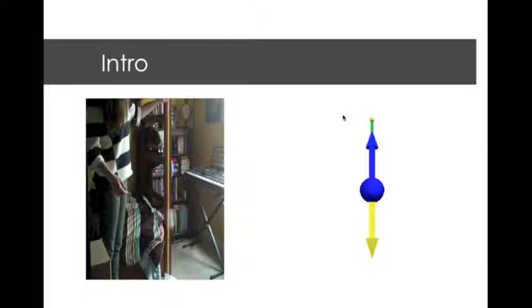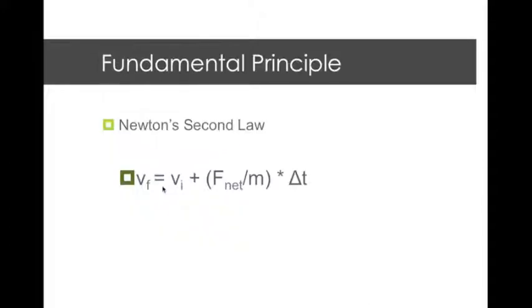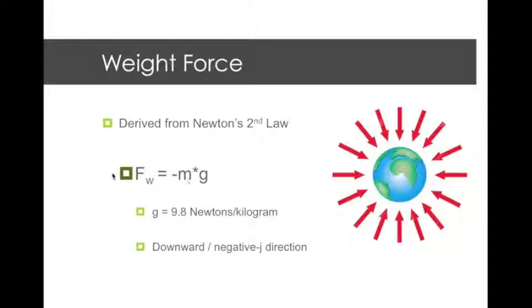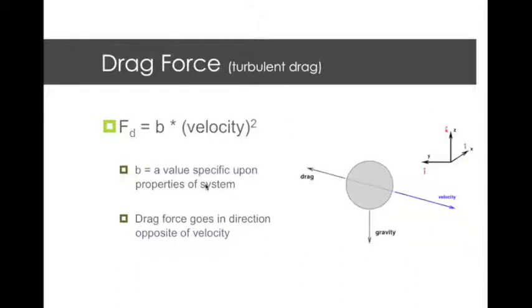I then compared the predicted motion to the observed motion and found that the drag force definitely does have a considerable impact on the velocity of the system. So the fundamental principle is Newton's second law. From this we derive the weight force equation, which is negative m times g, and the drag force equation, which is drag force equals b times velocity squared.